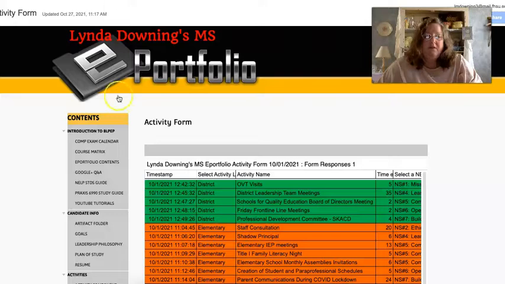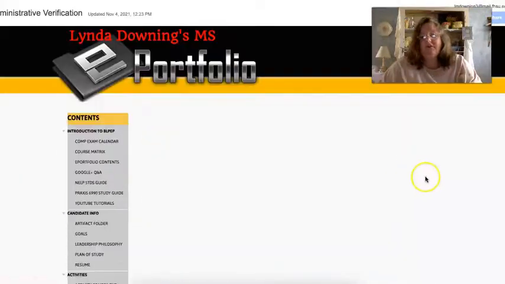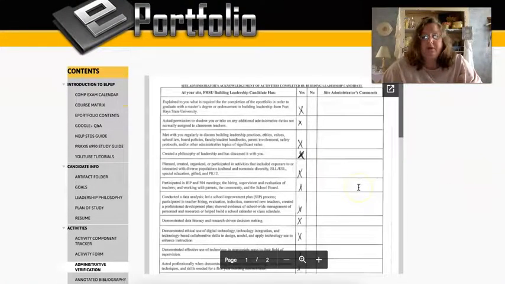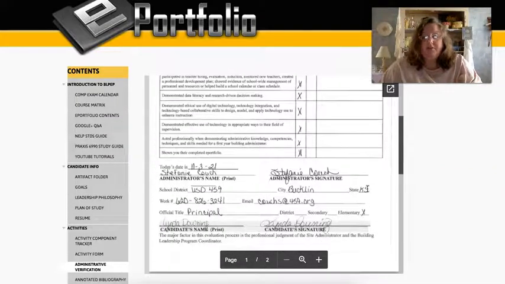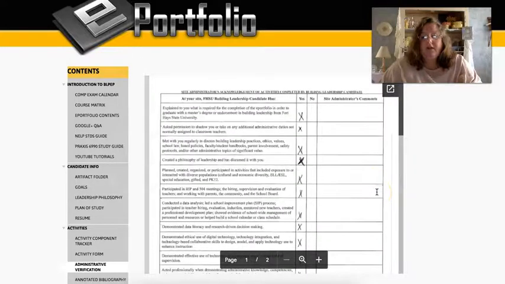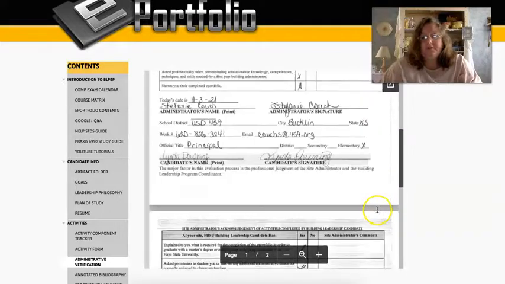Okay, now we'll take time to look at my administrative verification. I have 2 of those. The first one is done by my principal, Stephanie Couch. She is our K through 8 principal at Buckland Schools. We did go over this together, and she also took the time to review all of my materials ahead of time, and I shared that with her because that was something that was very important to both of us.